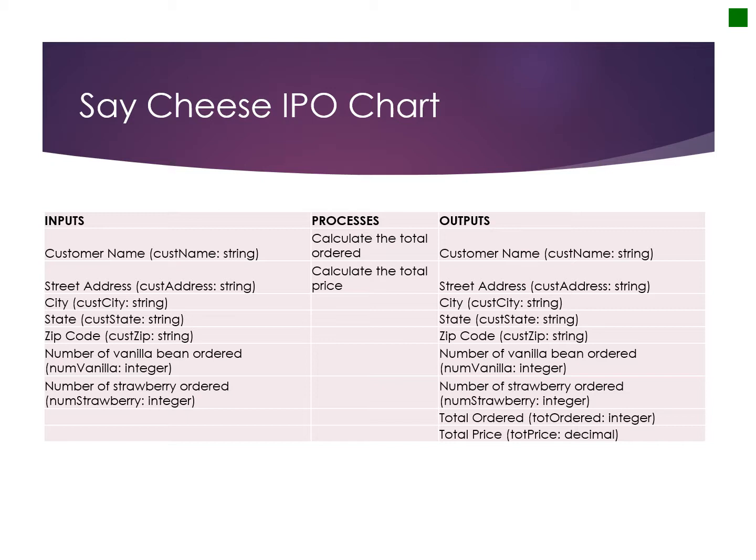The outputs we need to produce, some of these will repeat the inputs if we are reiterating things that we've input on the report, or the bill of sale in this case, and these include the customer name, street address, city, state, zip, the number of pies ordered, both vanilla and strawberry, the total pies ordered, and the total price. Again, we will note the data types for the variables representing these values.